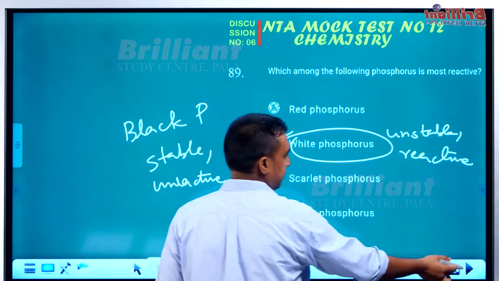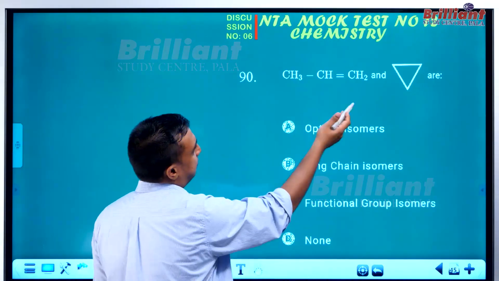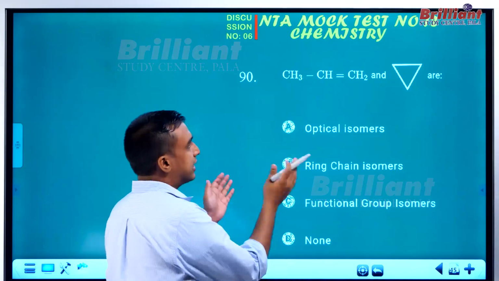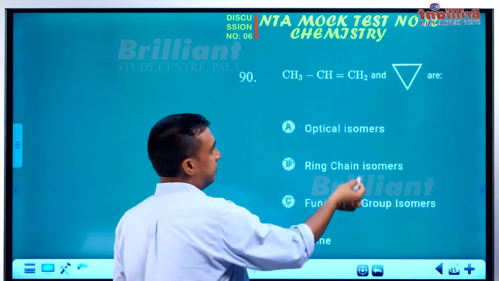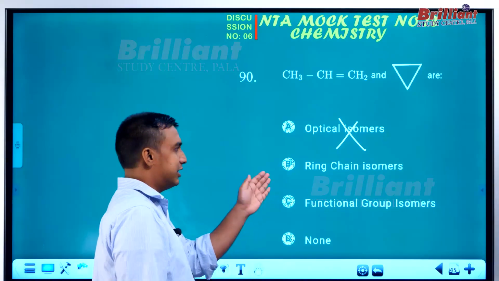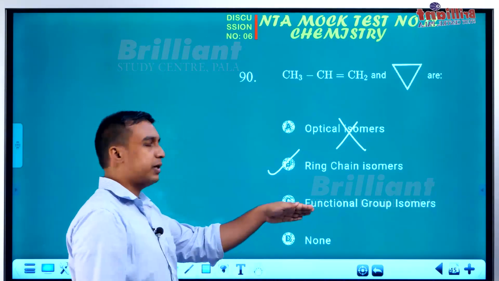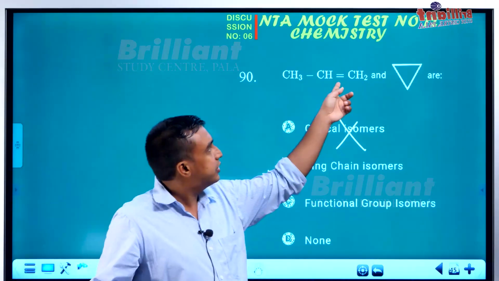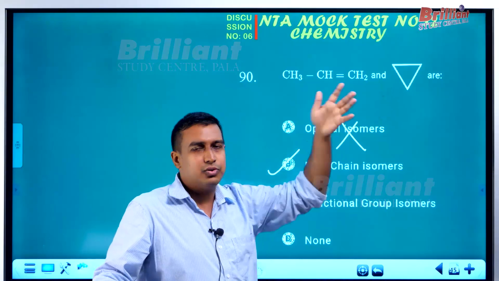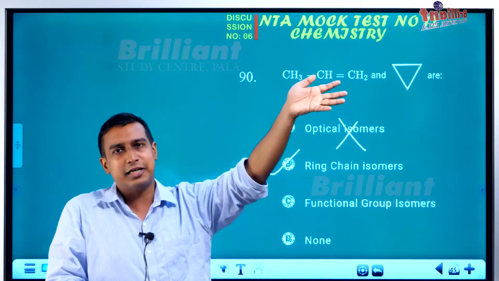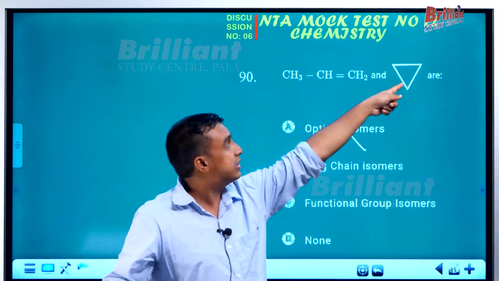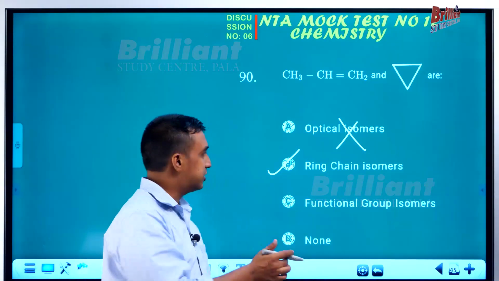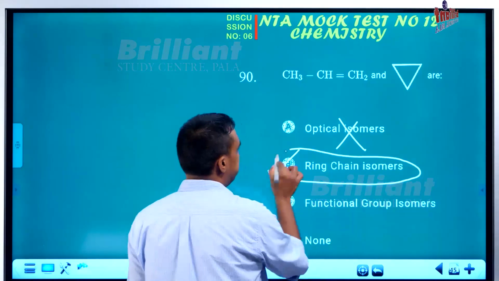Coming to the last question. CH3, CH double bond CH2 and cyclopropane cannot be called optical isomers, because you don't have chiral carbons. Ring chain isomer is the answer. We cannot call it functional group isomer either, because what difference in functional group are we pointing to? You could say that this is a double bond functional group and the other a ring. No, we cannot clearly state a difference in functional group. But you can say one is a ring and the other is a straight chain. So automatically you can say it's a ring chain isomer. The best option is coming as 90B.